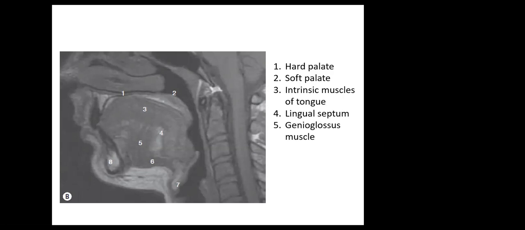Number 6: mylohyoid muscle. Good. Number 7: hyoid bone. Number 8: mandible.